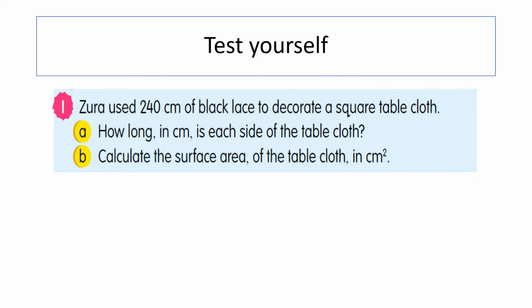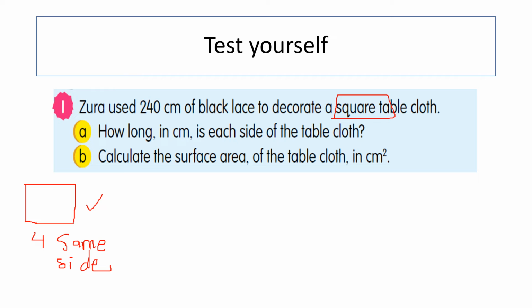Next question. Okay, we try to answer this question. Zura has 240 cm of black lace to decorate a square tablecloth. Okay, when we know it is a square, a square is this shape. A square has 4 same sides. All the lengths are the same.